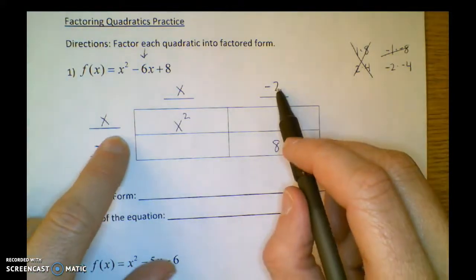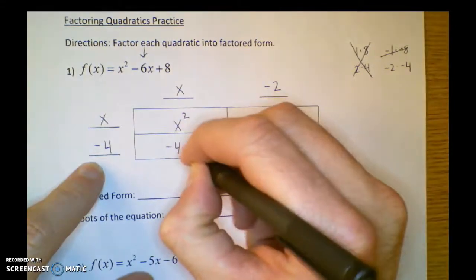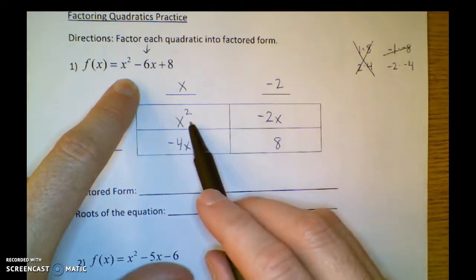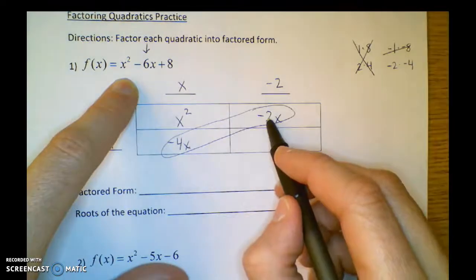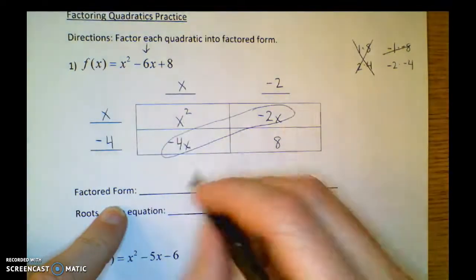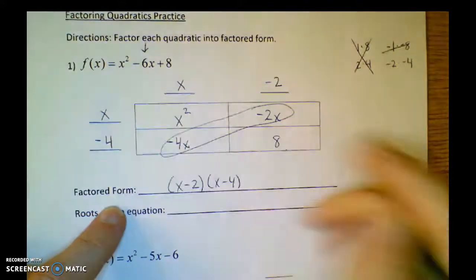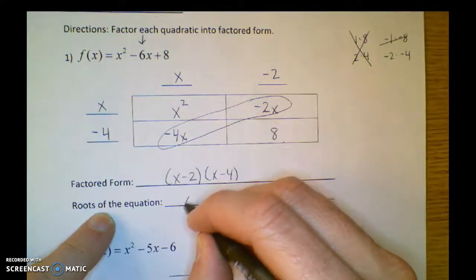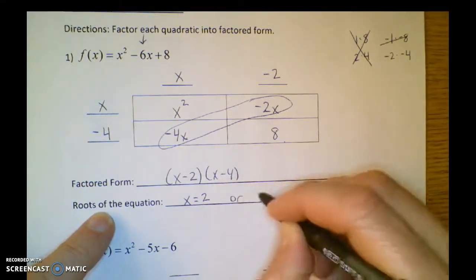So multiplying across and down, I get -2x here and -4x here. And then you can check, if you get this original problem, you did this correct. X squared, combine these two, is -4x minus 2x, which is -6x, plus 8. So the factored form of this equation is x minus 2 and x minus 4. The solutions, or the roots, are just the opposite of what's inside the parentheses. When you set this equal to 0, x would equal 2, or x would equal 4.